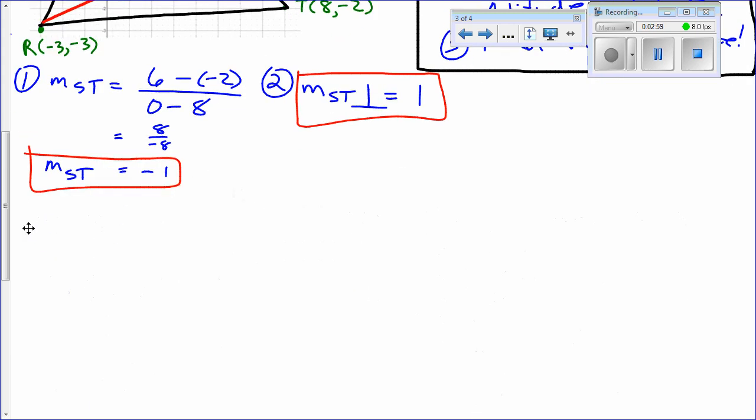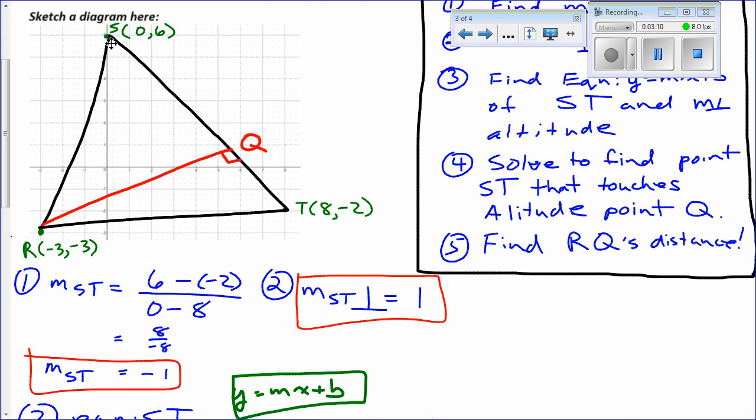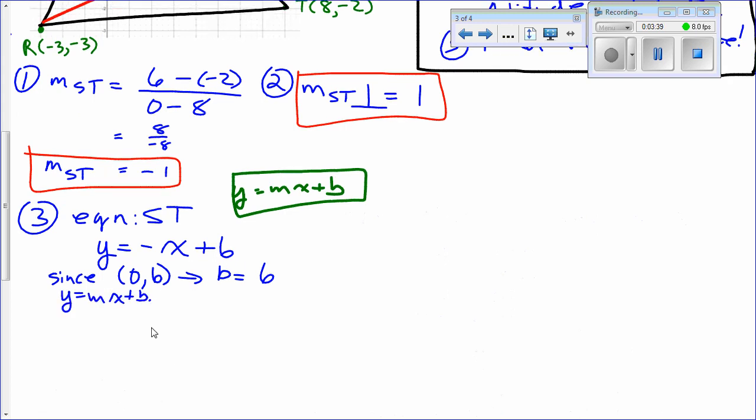And now that we've done that, we have to find our two equations. So let's find the equation for ST using y is equal to mx plus b. If I look at this equation just using graphical analysis, you'll notice that the y-intercept for this line is (0, 6). So for ST, the slope is -1 and the b value is 6. That means our equation is y equals -x plus 6. That's simply because since (0, 6) is the y-intercept, b is equal to 6. We're just using our y equals mx plus b.